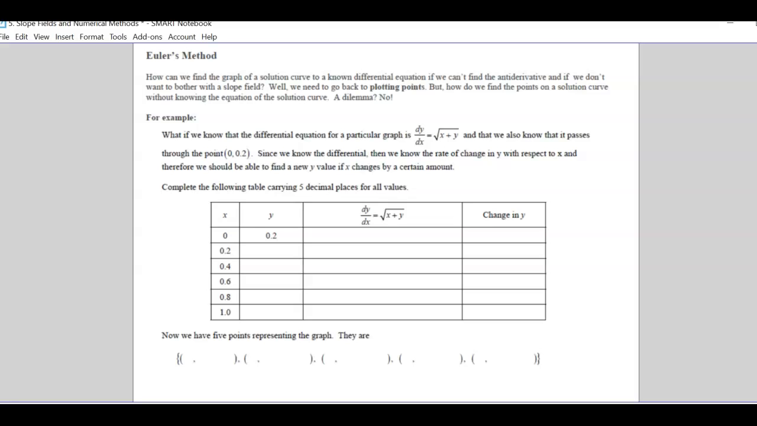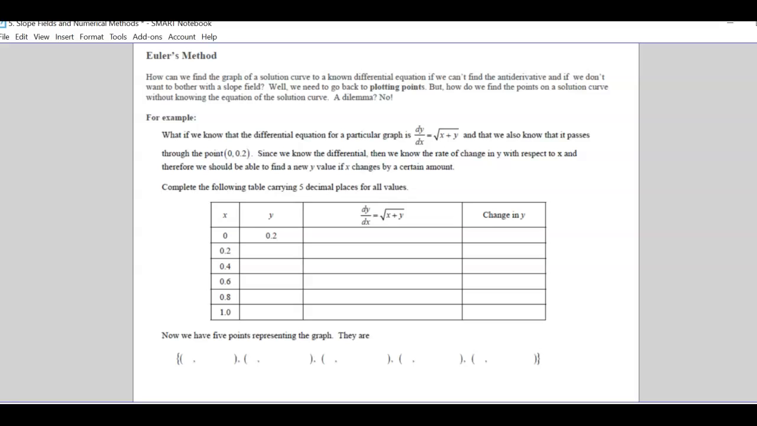Obviously, we can find the rate of change at that point. So we know the rate of change in y with respect to x, and so therefore we should be able to find a new y value if x changes by a certain amount. So we're kind of estimating. This is an estimation, again, kind of like a slope field. So we're going to say, okay, if we increase x by a certain amount every time, what happens to y? Based on the fact that we do know the slope. So the slope is going to be proportional to that, basically.